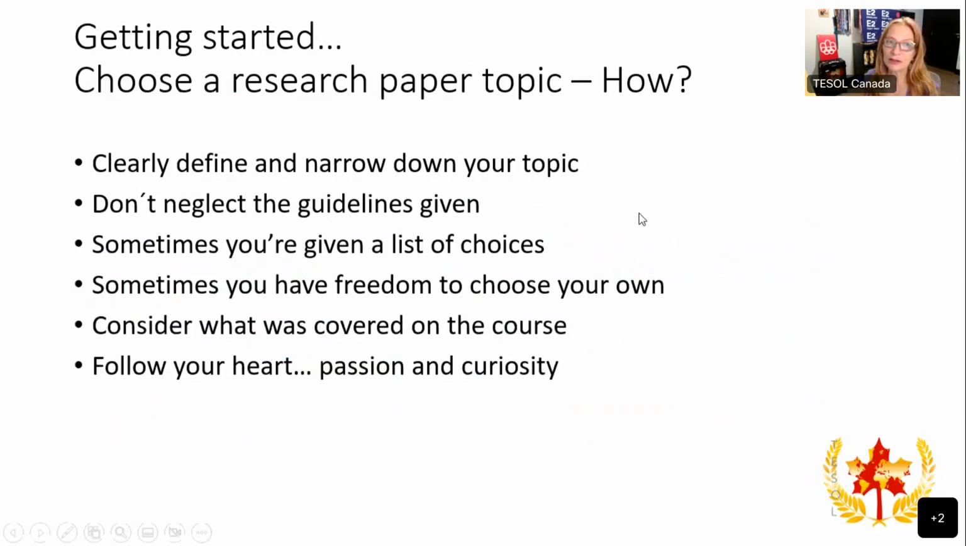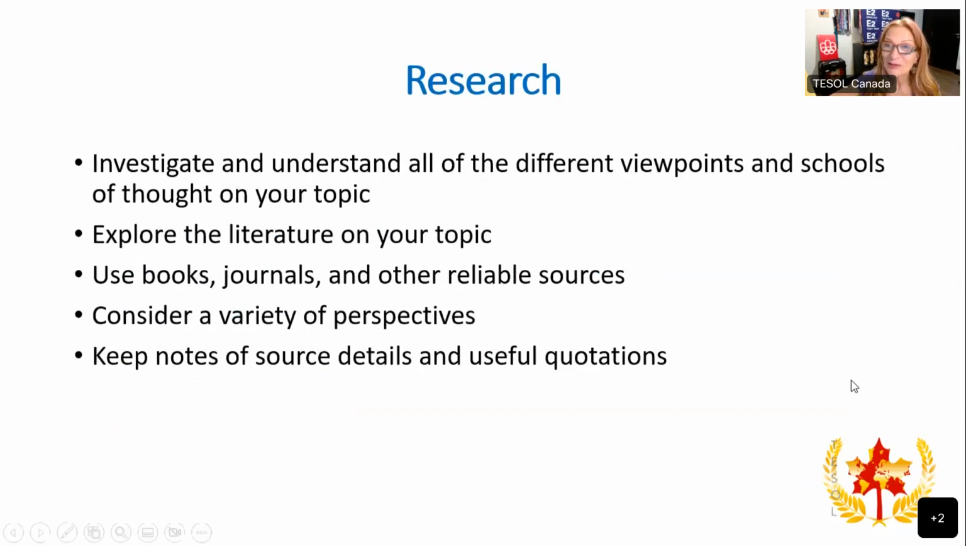So you have to clearly define and narrow down your topic. The guidelines, as I said, each topic has specific guidelines of page count and so on. Sometimes you're given a list of choices, which is your case. Sometimes you have the freedom to choose. Remember, consider what was covered in this course, because then you have a lot of reference material. And of course, follow your heart, passion, and curiosity. It's virtually and totally impossible to write something that you're not passionate about. It takes away time from very valuable moments for you to do something that you're not passionate about.